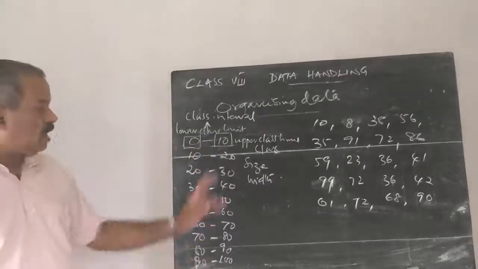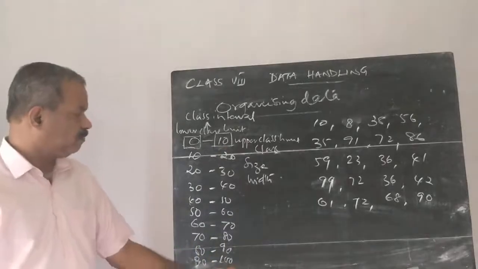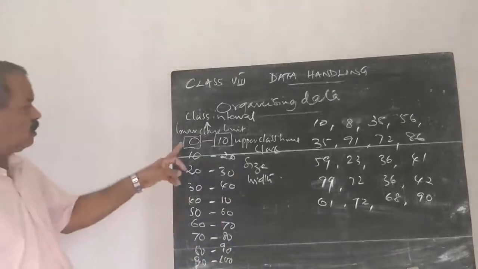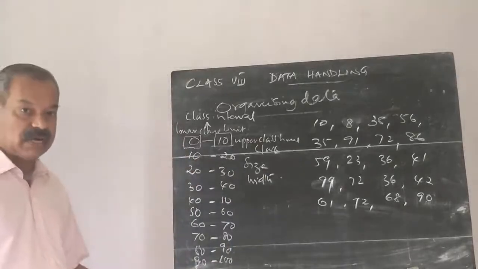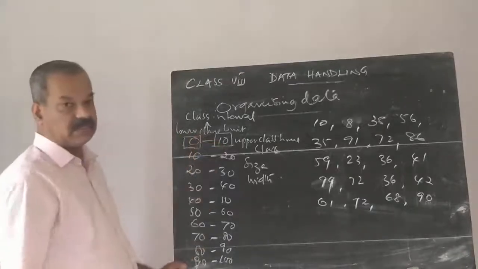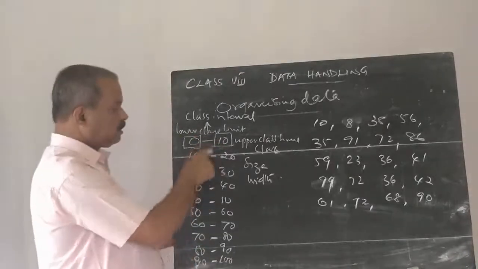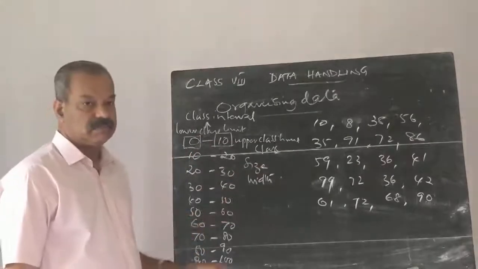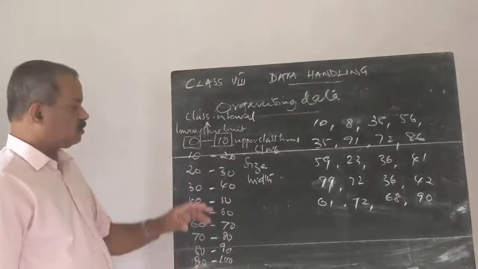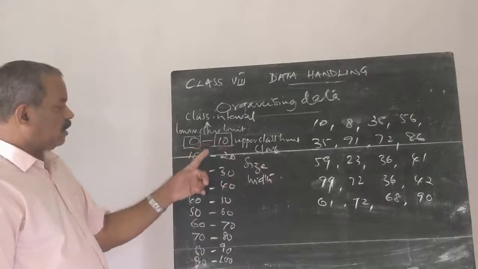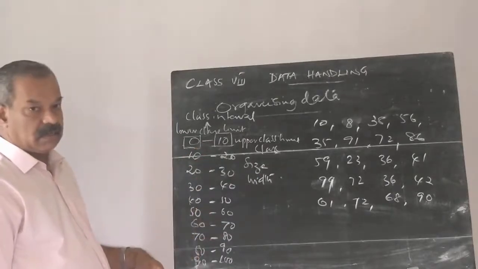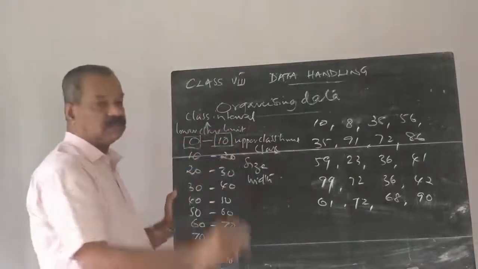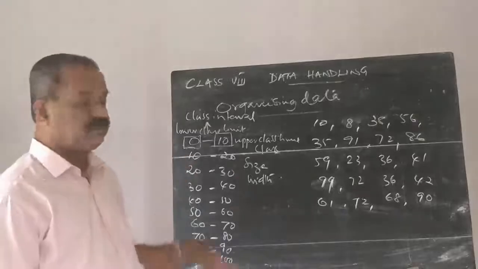So in a good frequency table, in a good classification, we must take the uniform class size for all the classes. In a particular table, each class interval is taken with the same class size. All these are of uniform class size. What is the class size of each class? Here 10, 10, 10, 10, 10, 10, 10, etc. Don't take the first class interval of class width 10 and the second class width 5. That is not a good way of classification.